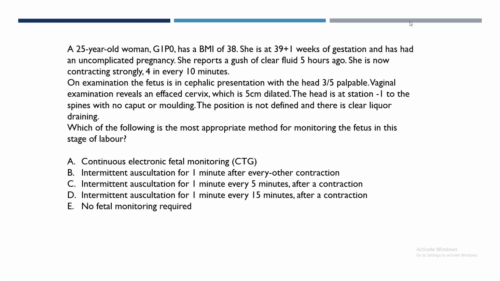Next one. So again, same thing. Primary gravida, 25 years. The only thing here is BMI 38. 39 weeks 1 day. She had a spontaneous rupture of membranes, strong contractions. Head is 3/5 palpable. Cervix 5 centimeters dilated. Station -1. No caput, no molding. Position is not defined. So how are you going to monitor the fetus here?